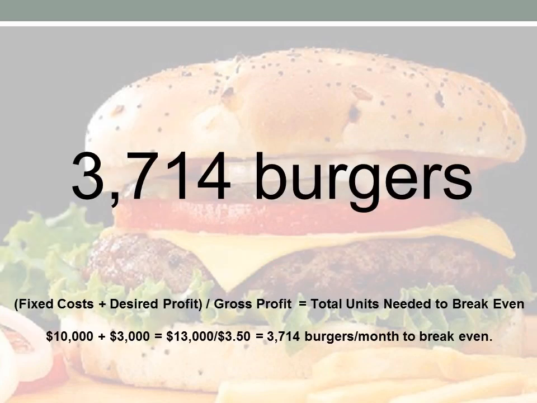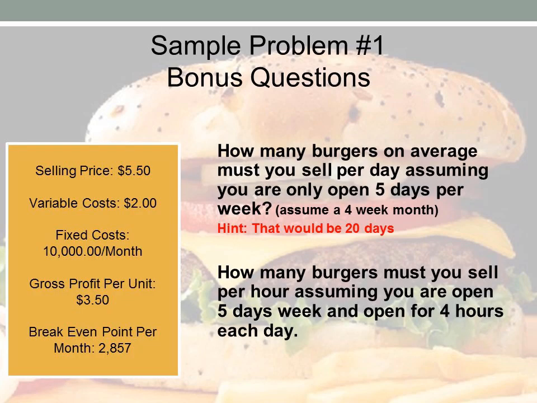And so here we go. Here's the solution. Our fixed cost plus our desired profit divided by gross profit gives us a new break-even of 3,714 burgers that we'll have to sell every month in order to break even. Okay, let's just, for giggles, break this down again. Again, I love it because you can keep breaking the break-even analysis down into smaller and smaller time periods, which can often give you a more realistic view of whether this is feasible to do or not.